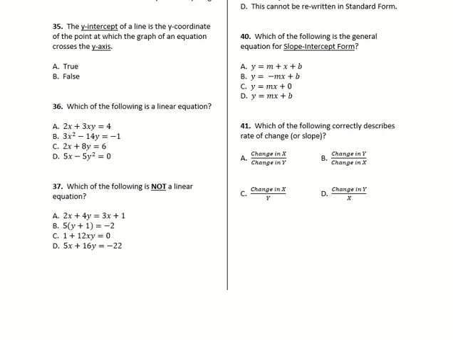41. Which of the following correctly describes rate of change, or slope? A, change in x over change in y. B, change in y over change in x. C, change in x over y. D, change in y over x.